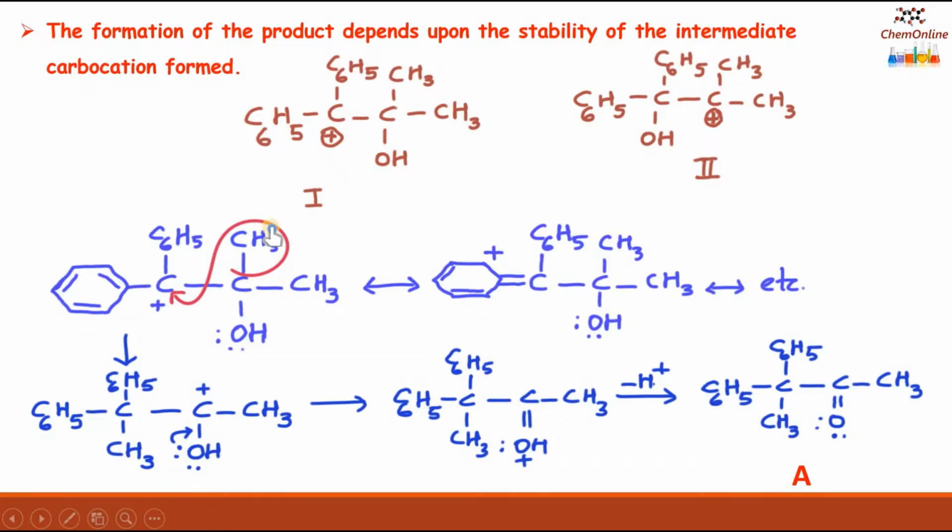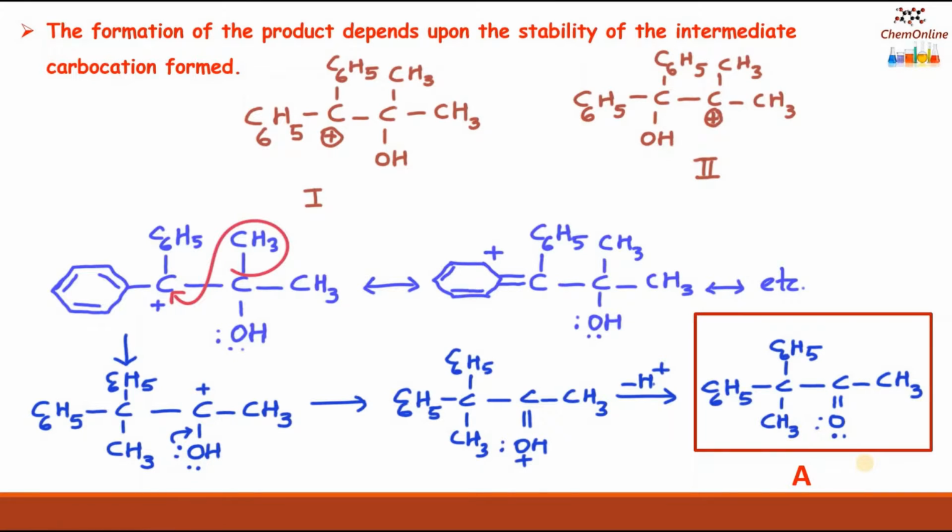So if this is formed, then a methyl group adjacent to this carbon is migrated to this electron deficient center, which then forms a protonated ketone, and finally H plus is lost to form the ketone, which is product A. So we get only the product A because a more stable carbocation is formed only when the OH attached to the first carbon is protonated. So from this carbocation, only product A can be formed.